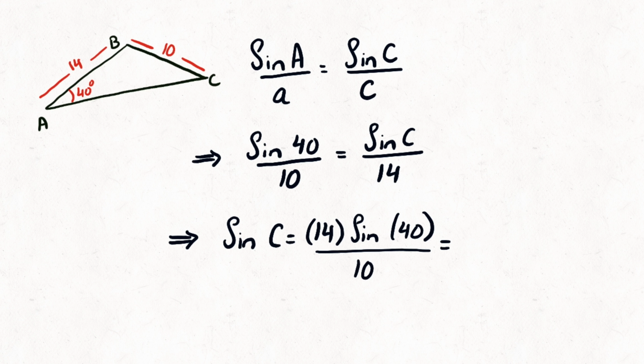But we keep in mind that because the height of the triangle, the altitude, is less than the length of the two sides, there is another potential solution, another triangle.